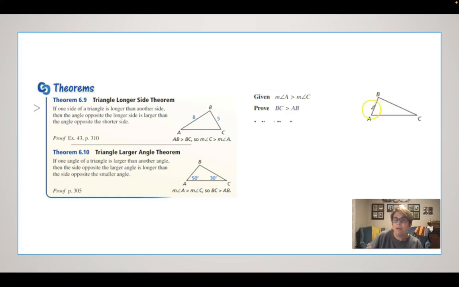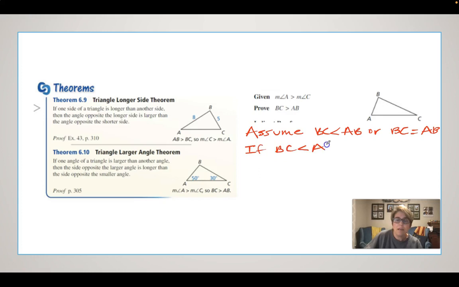Okay? So, that sounds pretty good. We would normally just go through and write a proof, but there isn't really any type of theorems to go with this. Let's use an indirect proof. So assume the opposite of what this says. So if BC is not greater than AB, BC has to be less than AB, or BC has to be equal to AB.